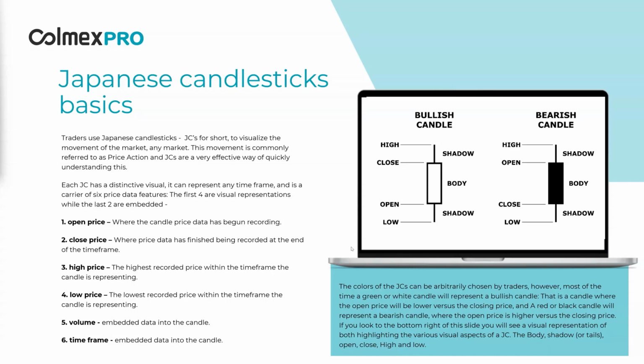If you look to the top right of this slide, you will see a visual representation of both, highlighting the various visual aspects of a Japanese candlestick: the body, the shadow or tails of the candle, the open, the close, the high point, and the low point. Let's move on.